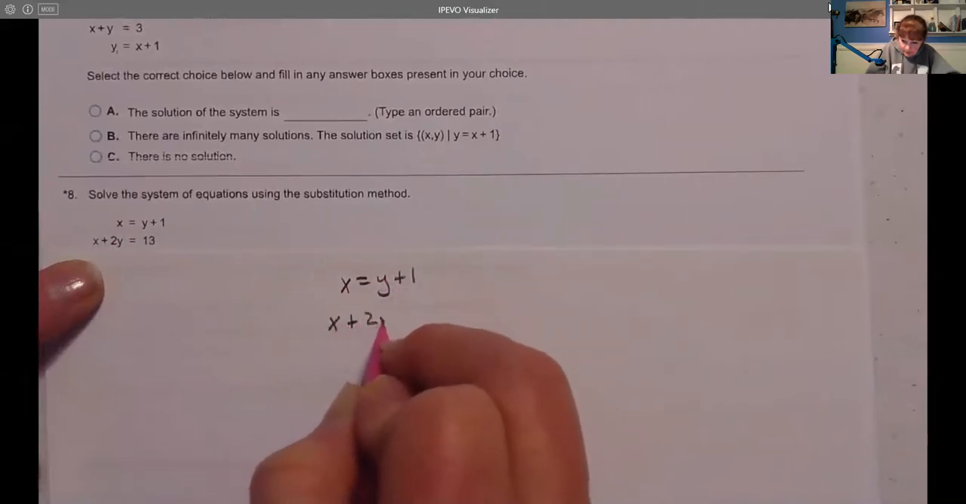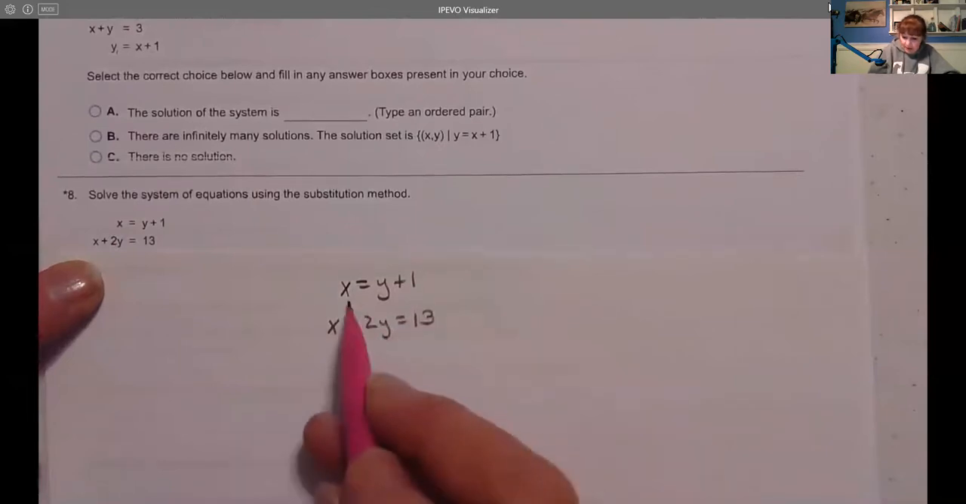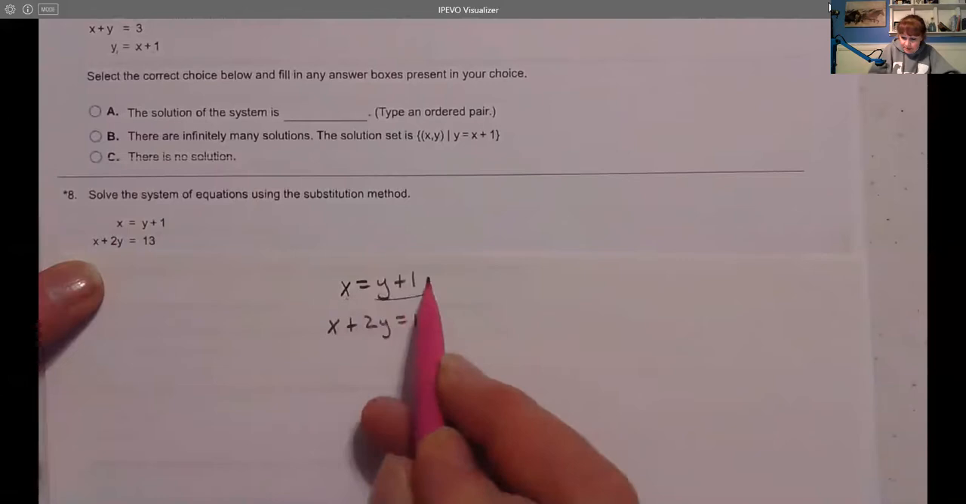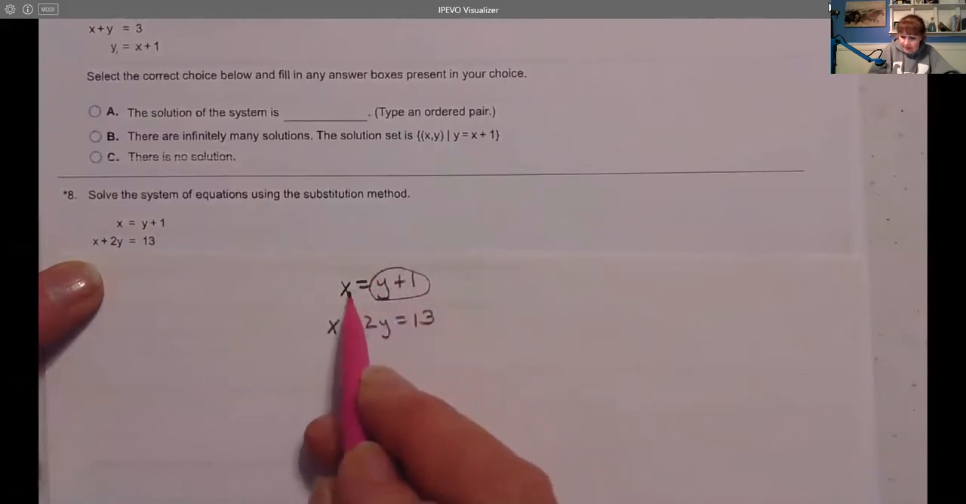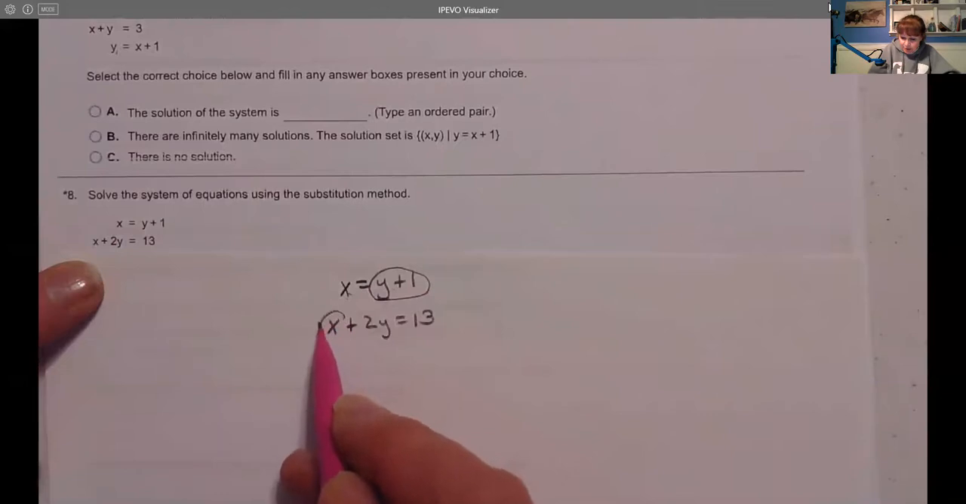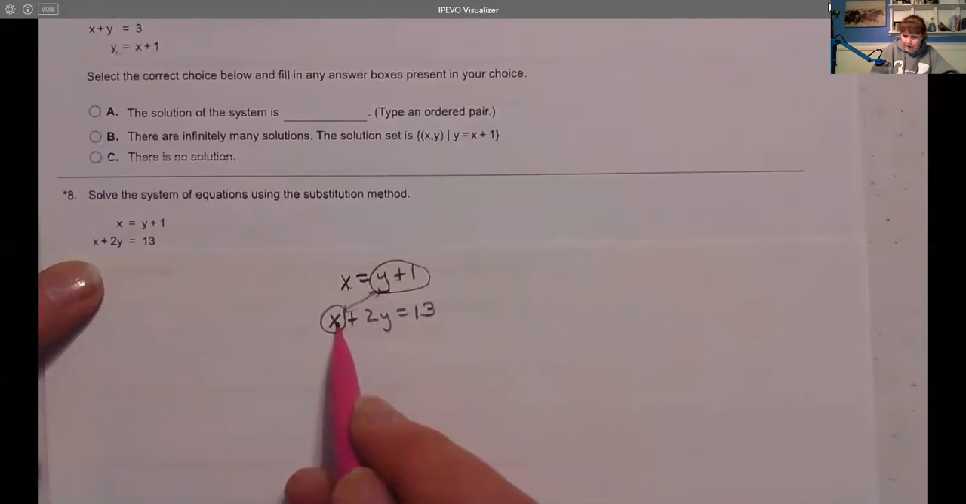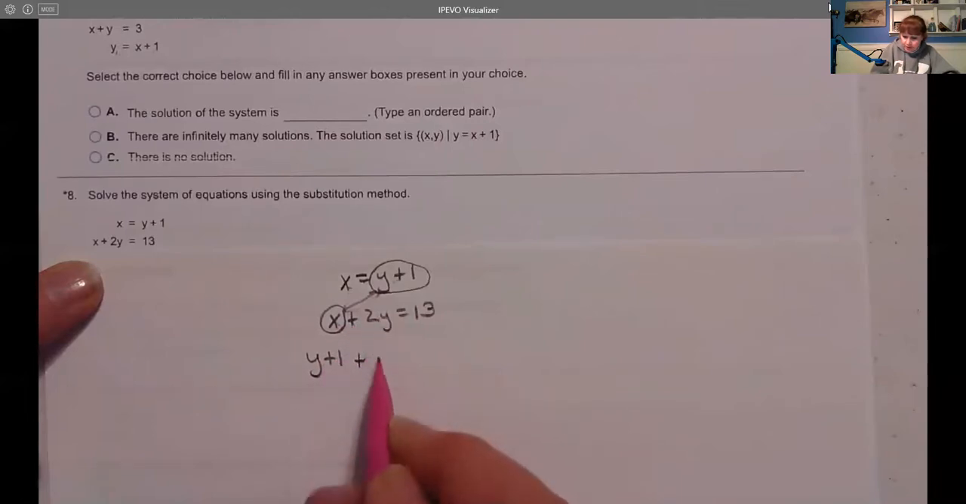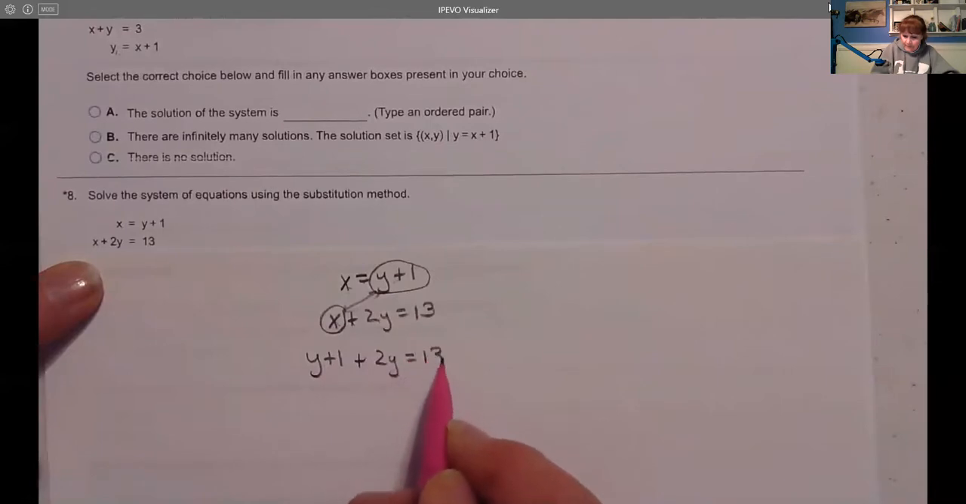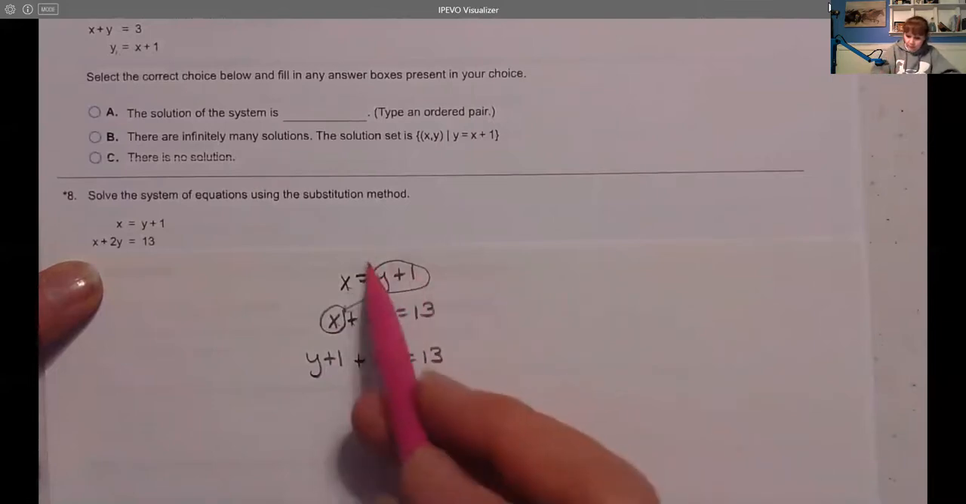X plus 2y. Okay, I know what the x is equal to. X is equal to this. Because x is equal to this, I'm going to swap these two. I'm going to substitute this in right there. Since x is equal to that, I'm going to put it right there. So instead of that x, I'm going to write y plus 1 plus 2y equals 13. All righty.